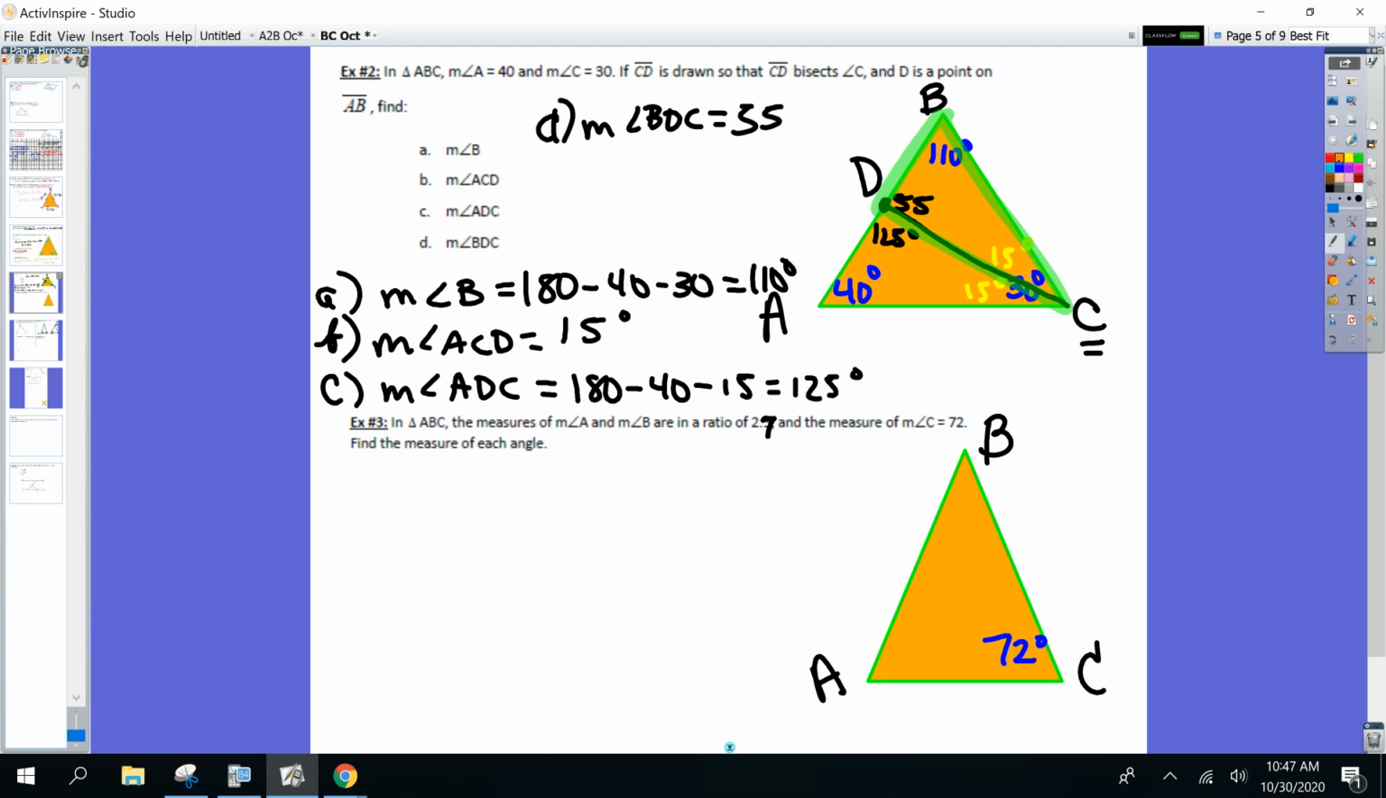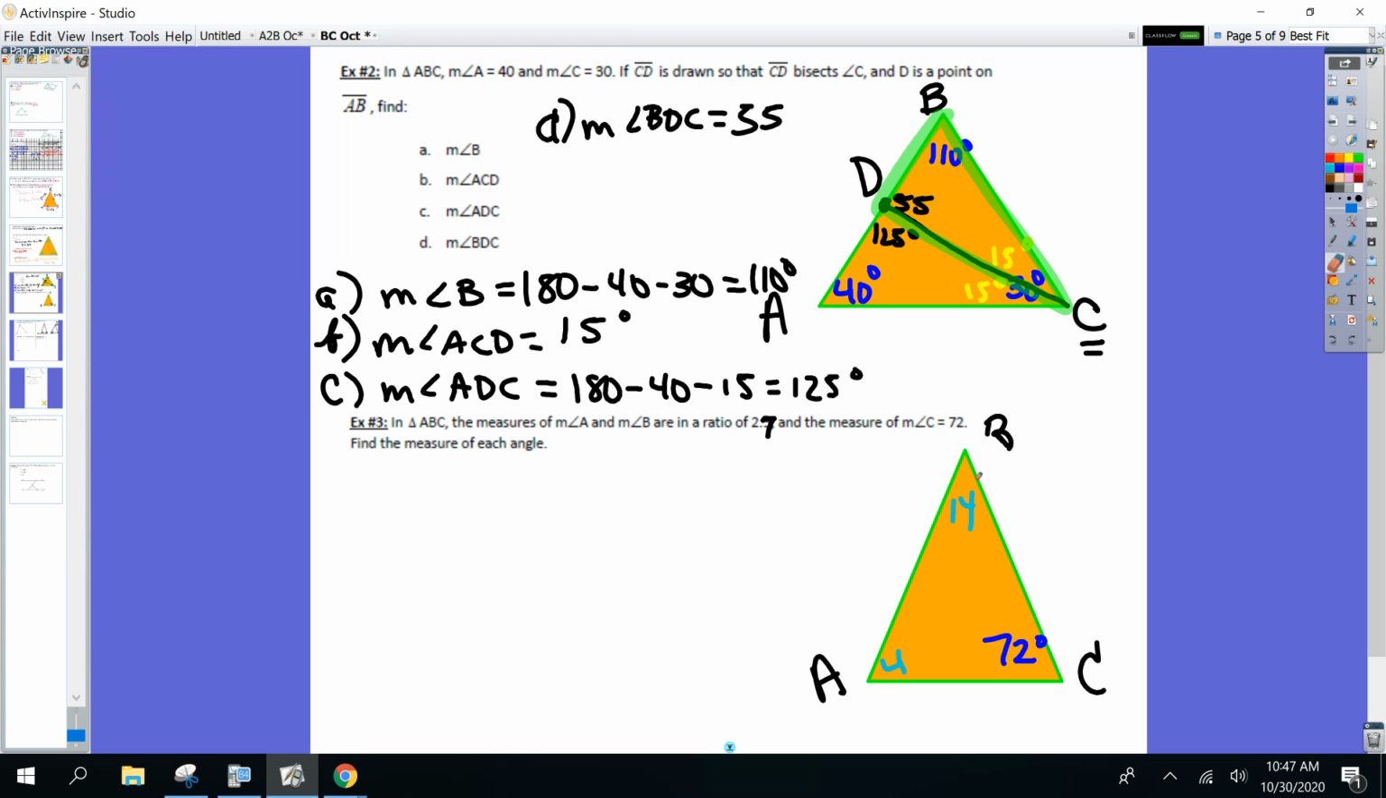All right, let's talk about this 2 to 7 business, guys. Angle A, 2; angle B, 7. Well, that doesn't make any sense, right? Angle A is 2 degrees, angle B is 7 degrees. That doesn't make any sense because it's got to add up to 180. All right, well, what if I just double them? Would 4 and 14 work? Nope.